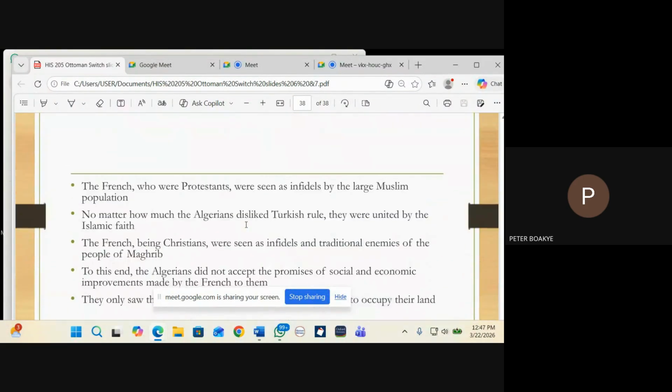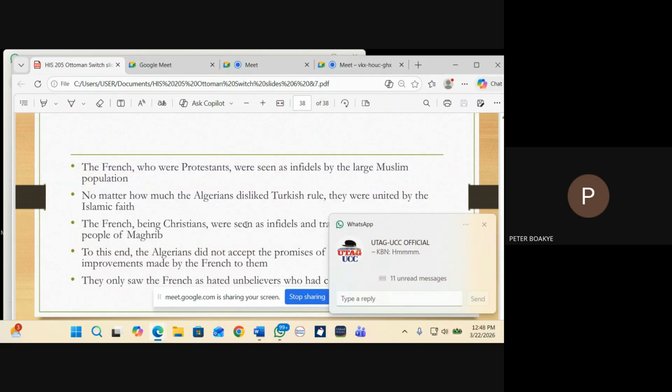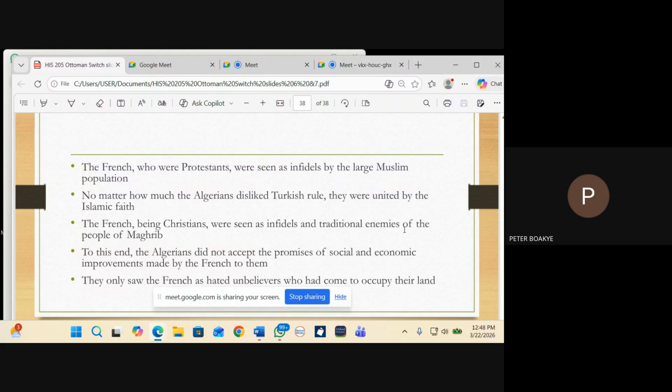Now the French, who were Christians, were seen as infidels by the large Muslim population. And so no matter how much the Algerians disliked the Turkish rule, they were united by the Islamic faith. They felt that they were fellow Muslims. The French, being Christians, were seen as infidels and traditional enemies of the people of the Maghreb, of the Muslims. And so the Algerians did not accept the promises of social and economic improvement made by the French to them. They only saw the French as hated unbelievers who had come to occupy their land.